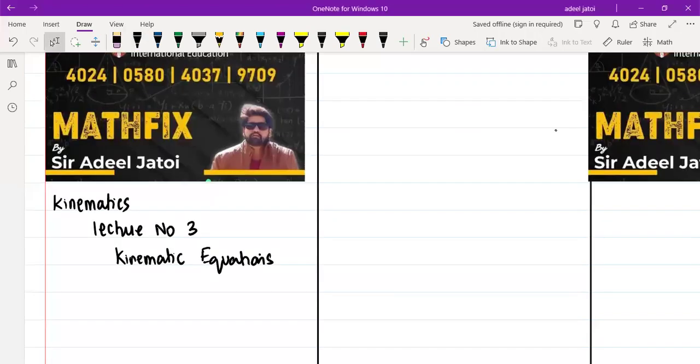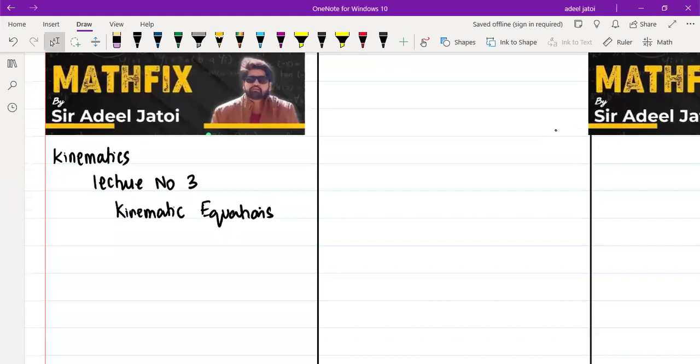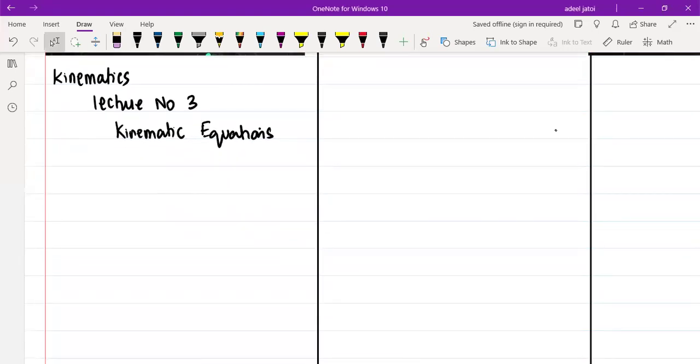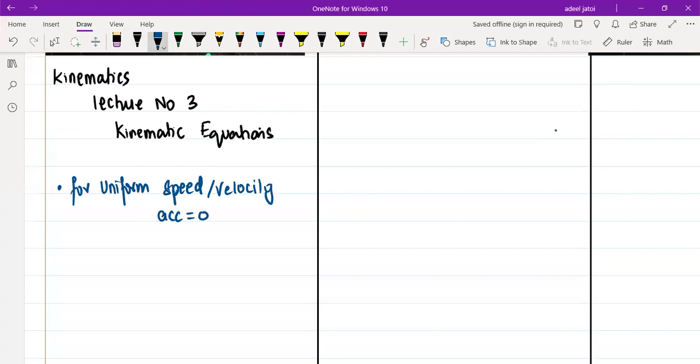So kinematics, lecture number 3, kinematic equations. Let's just revise a few things before we start off with this. Number 1, for uniform speed or velocity, acceleration is equal to 0.